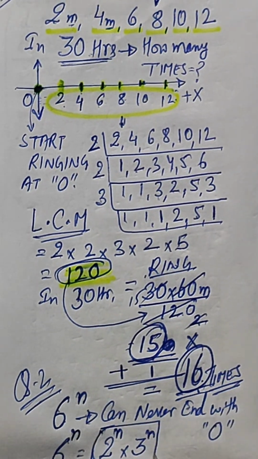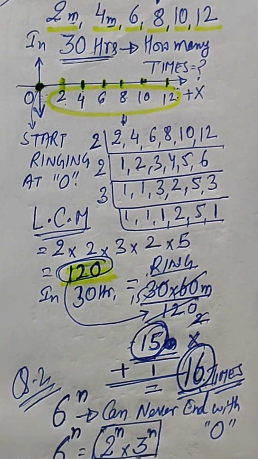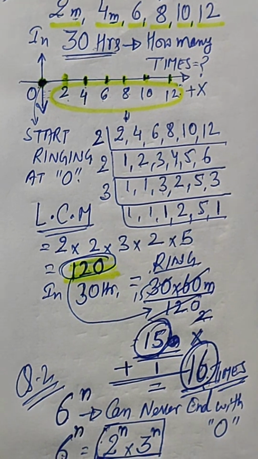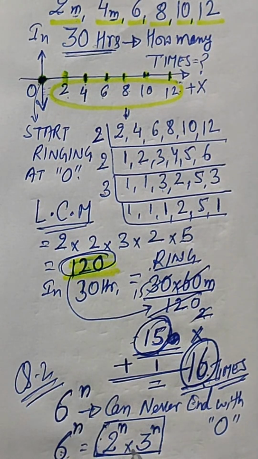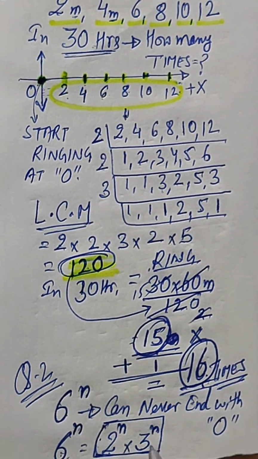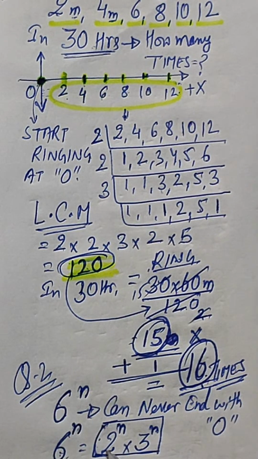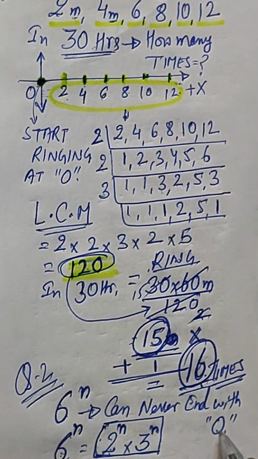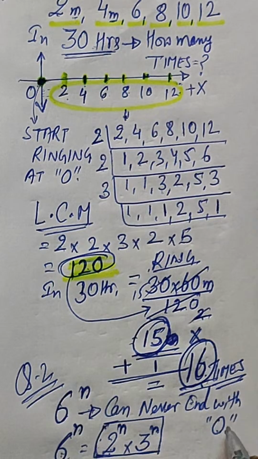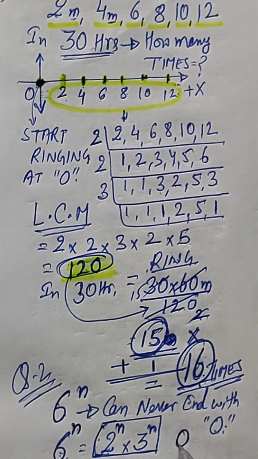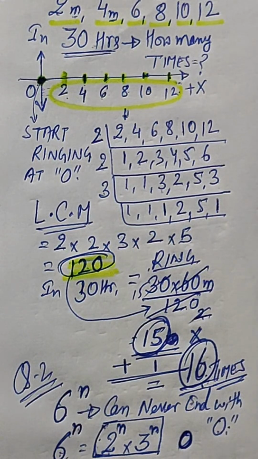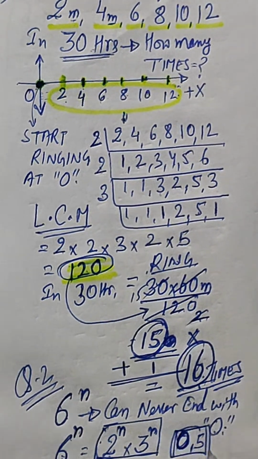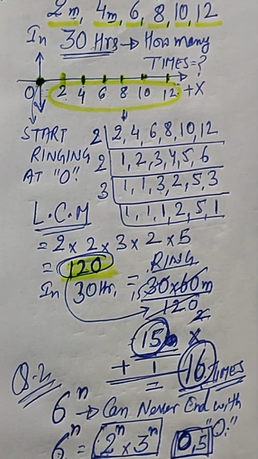So this will be the combination. Then we can say that 6 power n can be written like this, 2 power n and 3 power n. What are the factors? You know, actually, a number ending with 0 must have the factor 5, it should end with 0 or 5 in the last digit, right?